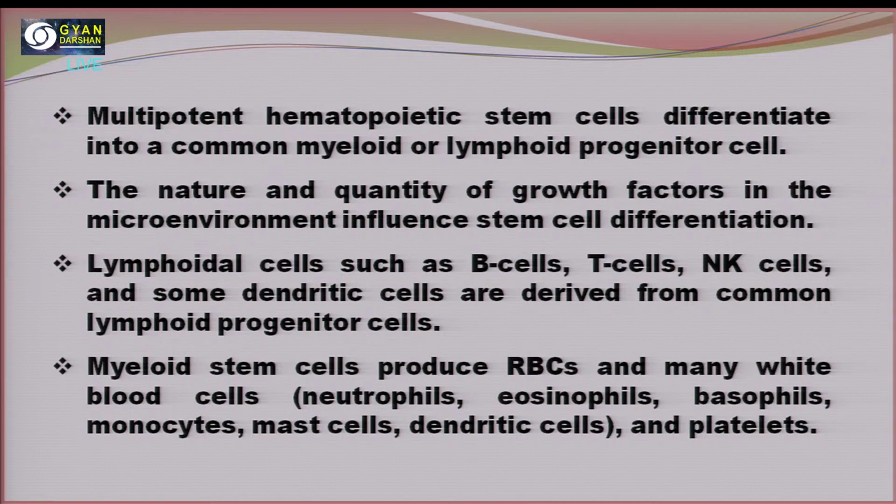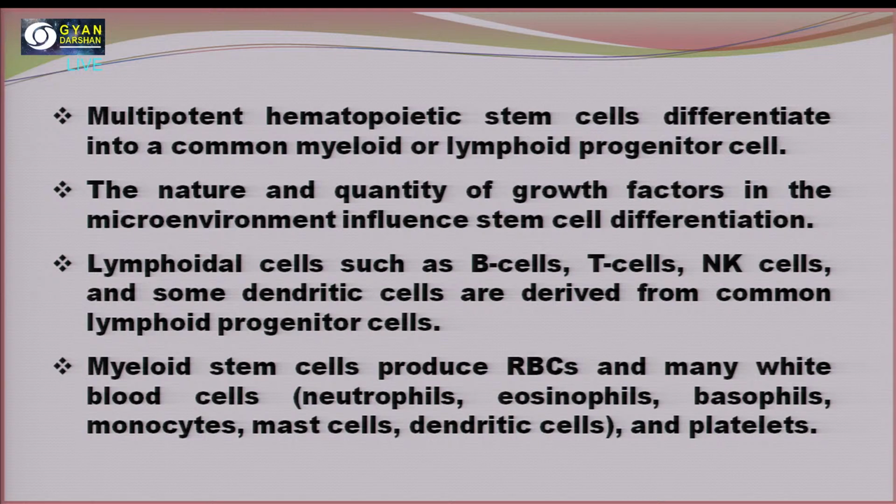Basically, in the case of the bone marrow, it provides the microenvironment for the differentiation of the hematopoietic stem cells. Lymphoid cells such as the B cell, T cell, NK cell, and some dendritic cells are derived from the common lymphoid progenitor cells. And the myeloid stem cell produces RBCs and many other blood cells like neutrophils, eosinophils, basophils, monocytes, mast cells, dendritic cells, and platelets.